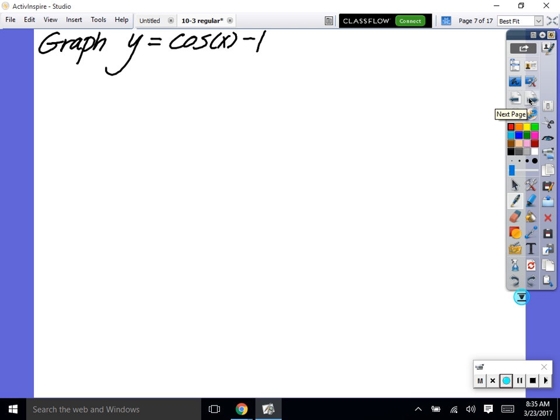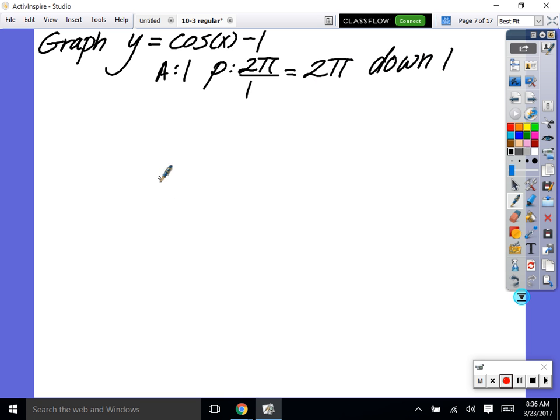Okay, let's do this one. Graph cosine of x minus 1. So we would say my amplitude is 1. My period is 2 pi divided by b, which b is 1. So my period is 2 pi. And then we're shifting this down 1. So you would do that same thing. Here we go.